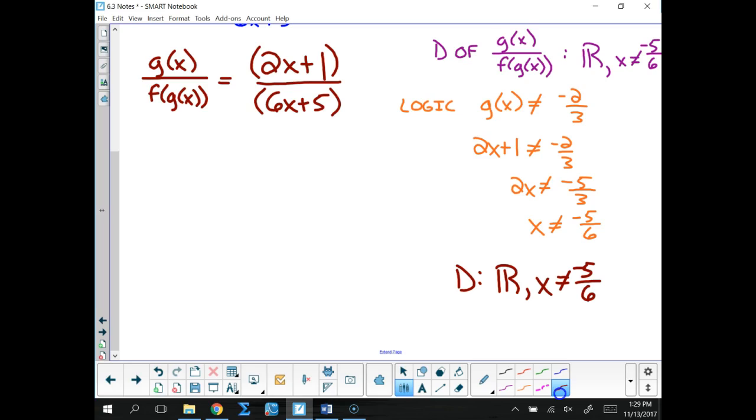Because g is on the inside in the denominator, that's what we got to look for. That g of x part can't make f be 0. So g of x can't be negative 2/3, and it worked out this time.